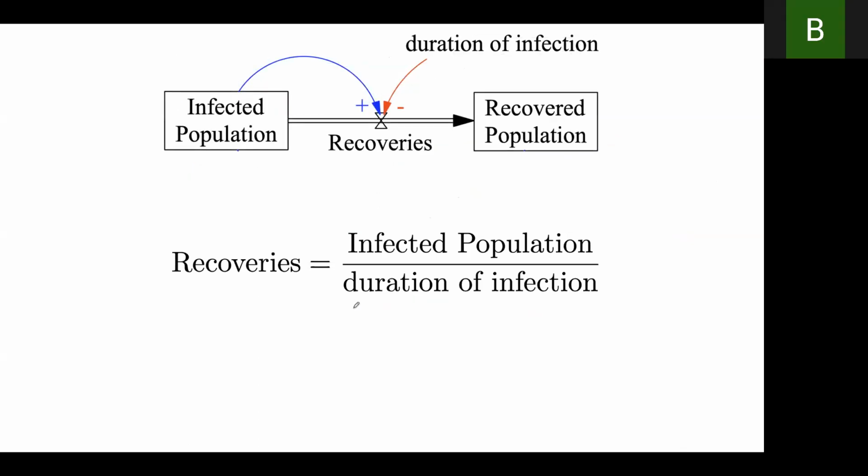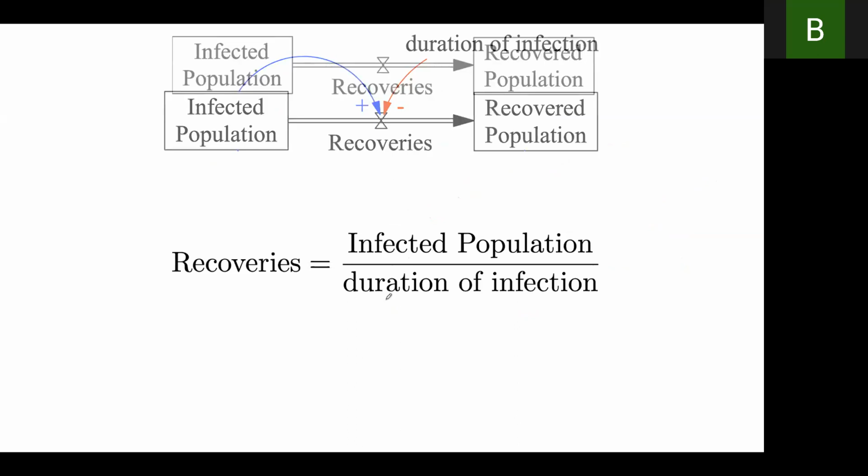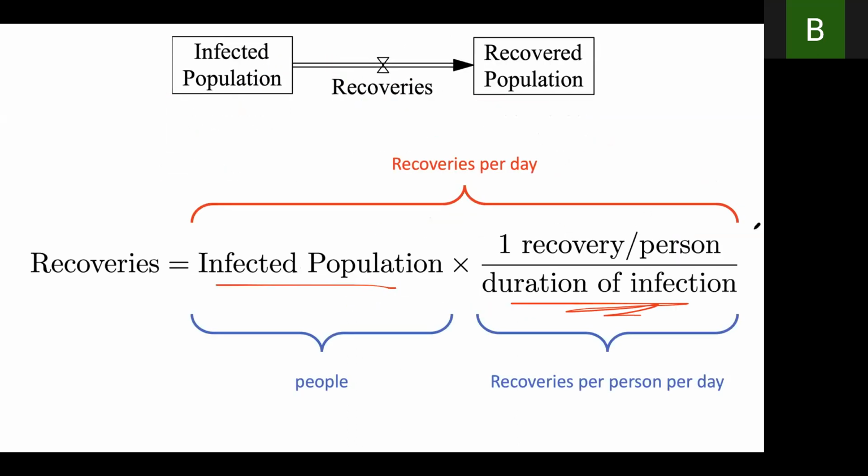Yeah, I just had a question about the equation that you showed us on the very first slide. It said recoveries equals infected population, but then times one recovery divided by person over duration of infection. What is the divided by per person per day? So that per person is just how many people had it at that time, or the.